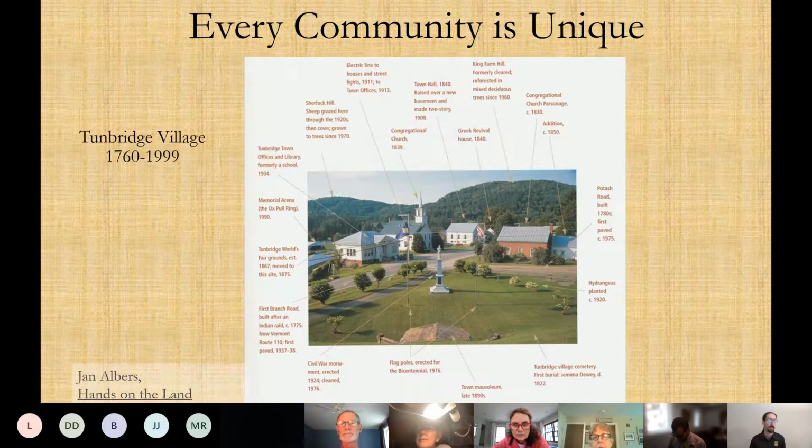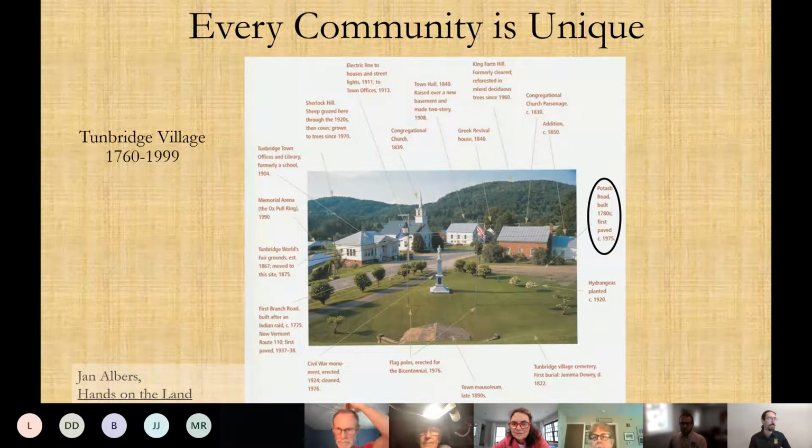So every community is unique, and what we have here is a snapshot of the historical infrastructure of Tunbridge Village. So this picture shows buildings and developments from the late 1700s to the late 1900s. And I'll just point out, circled here, Potash Road, that was built in the 1780s and then paved in 1975. And I just thought this was an interesting way to show how slow development sometimes happens in Vermont. And if you have a downtown or village center, this is a great place for you to get to know as a planning leader. This is probably the location you'll be meeting folks and engaging them in the planning process.